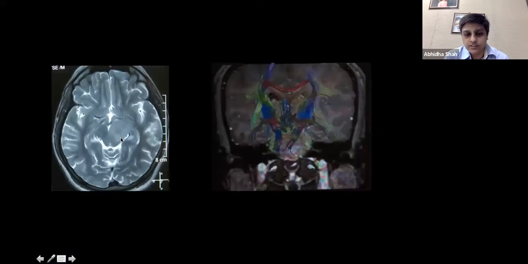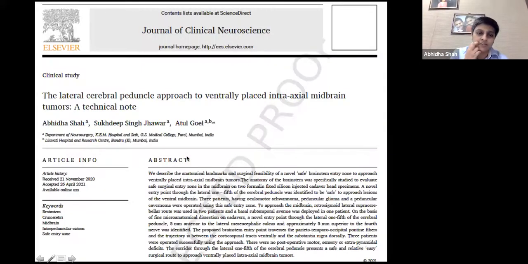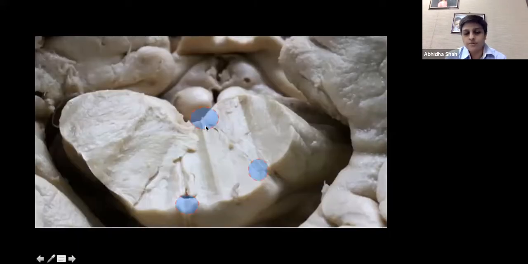So this is the region. If you see this tumor here, coming from here will damage a lot of structures. But if you can come from here, you'll be able to easily access this lesion because the corticospinal tracts, as you see here, are pushed medially. So this is a recent paper that we have published, the lateral cerebral peduncle approach to ventrally placed intraaxial midbrain tumors.